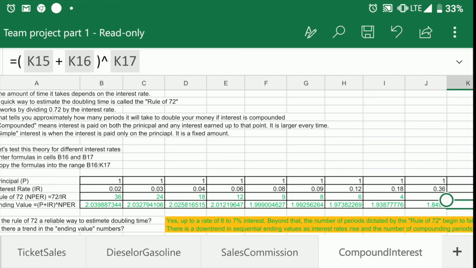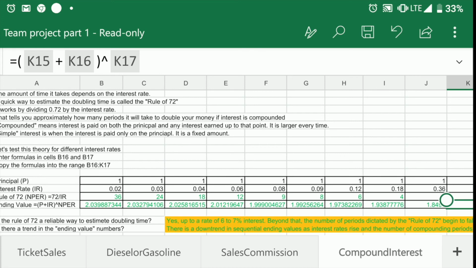Then I assign the formula equals B15 plus B16 raised to the power of B17 to the range B18 through K18. This is the formula for ending value based on criteria like interest rate and the application of the rule of 72. We add the interest rate to the principal of $1, then we raise the sum to the power corresponding to the number of periods needed to double the money.